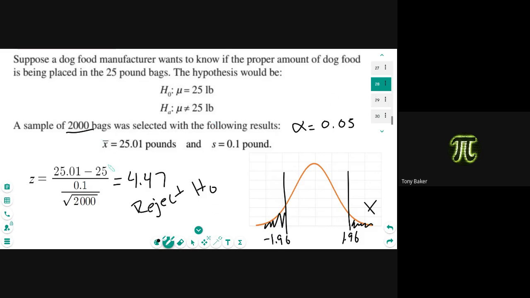That the bags do not contain 25 pounds of dog food. Because we've rejected the null hypothesis, which stated that they do actually include 25 pounds of dog food. I don't know if it's higher or lower, technically, but it's not 25. And based on the sample size, it's really close to 25.